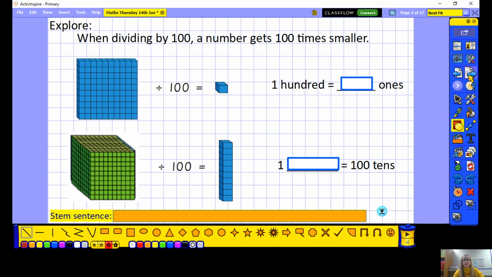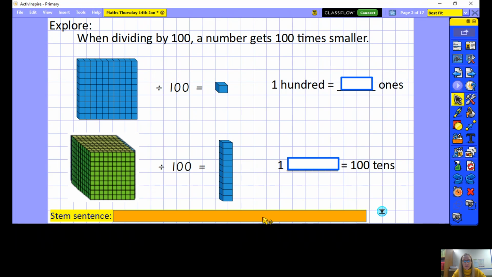Okay, so when we're thinking about dividing by 100, the number that we're dividing becomes 100 times smaller, and that's going to be our STEM sentence today, Year 4. So our STEM sentence is, when we divide a number by 100, the number becomes 100 times smaller. Can you say this STEM sentence now aloud, please?